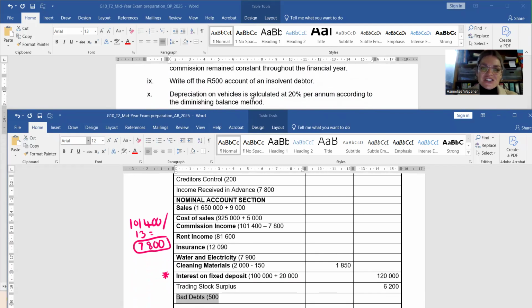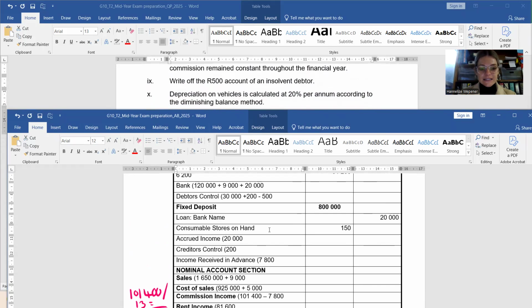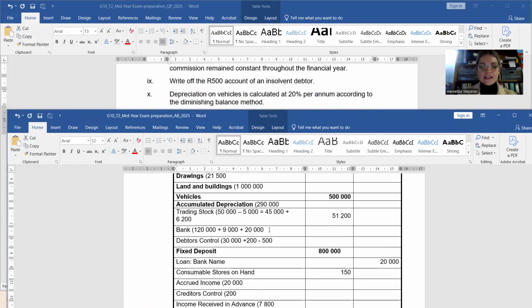Okay. Depreciation on vehicles is calculated at 20% per annum according to the diminishing balance method. In other words, I'm calculating depreciation on the carrying value. Carrying value is cost minus accumulated depreciation on day one. So that's your first step.